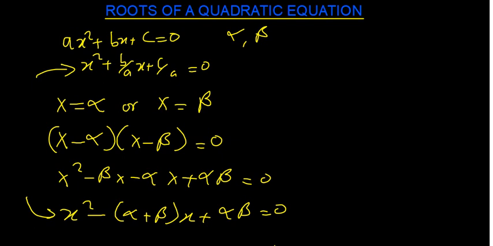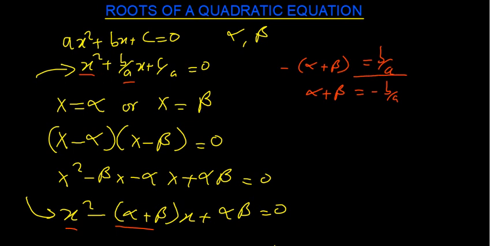So what we are seeing is x squared has a coefficient of 1. Same with this one, it also has a coefficient of 1. And then if we go to this, our negative (alpha plus beta) should be equal to that one which also has x, which is b over a, sorry. Now I want to remain with alpha plus beta. So our alpha plus beta will be negative b over a. And then if we go to our last part, our alpha beta is giving us c over a.